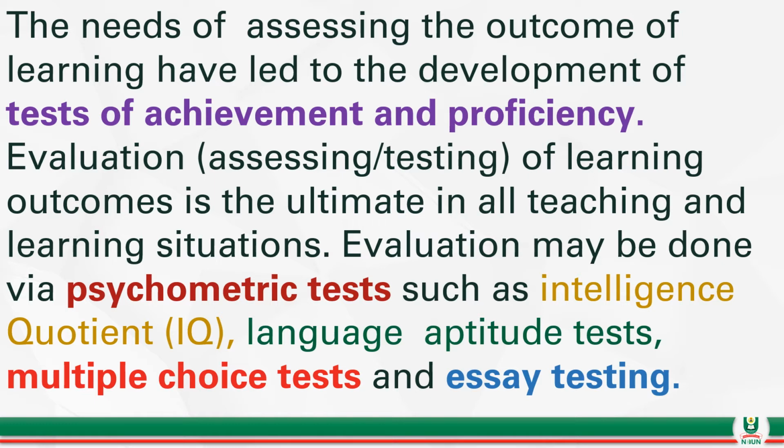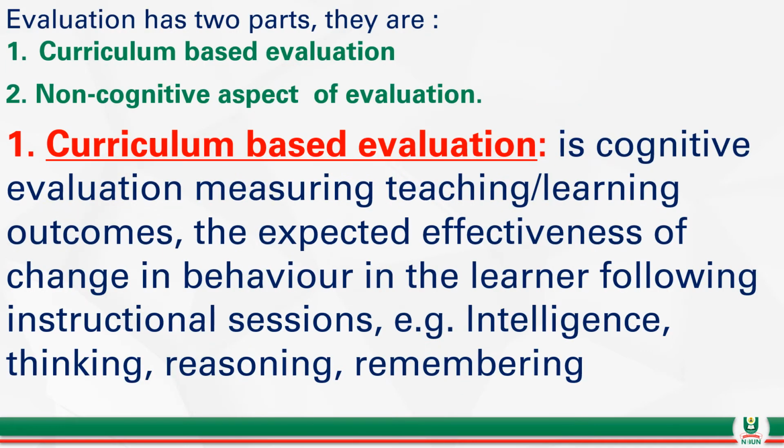When we teach, the ultimate is to know how far learning has taken place in students. And the only way to get this is through evaluation. So evaluation may be done through psychometric tests, such as intelligence quotients, language aptitude tests, multiple choice tests, and essay testing. That is, in language learning, evaluation can be done through psychometric tests. Examples of psychometric tests are intelligence quotient, language aptitude tests, multiple choice tests, and essay testing. Usually the commonest we use is the multiple choice as well as the essay.